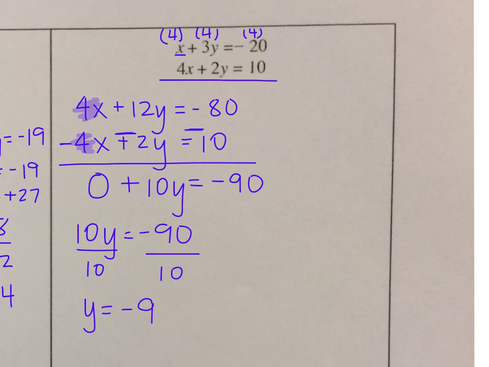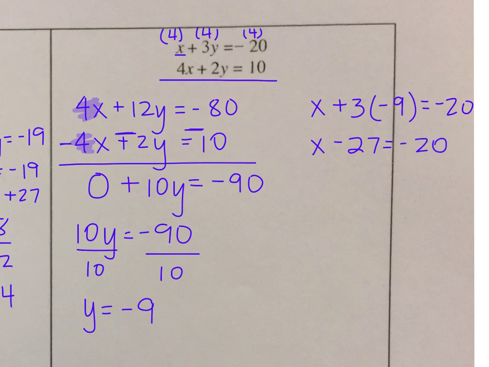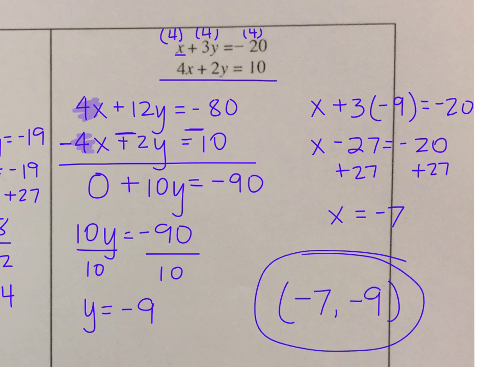Now I take my negative 9. I'm going to plug it back into the top. X plus 3 times negative 9 equals negative 20. X minus 27 equals negative 20. I'm going to add 27 to both of these. X equals negative 7. So our final answer is negative 7, negative 9. That tells me if I graph these two equations, they would cross at negative 7, negative 9.